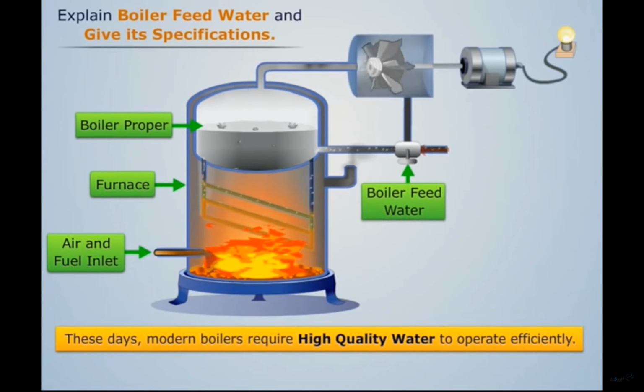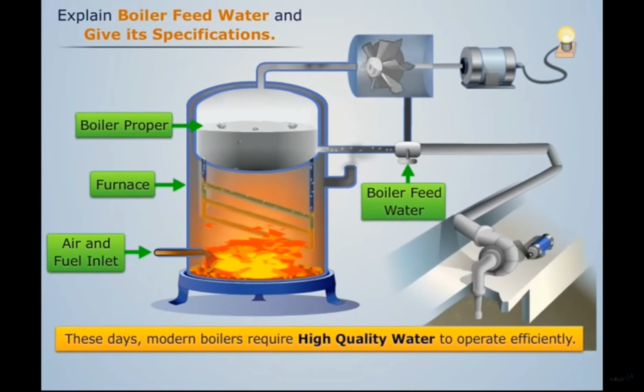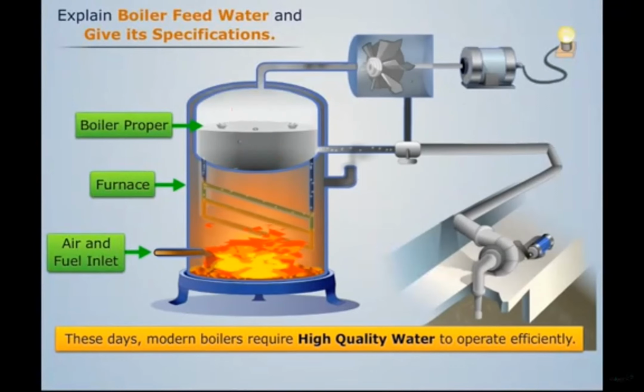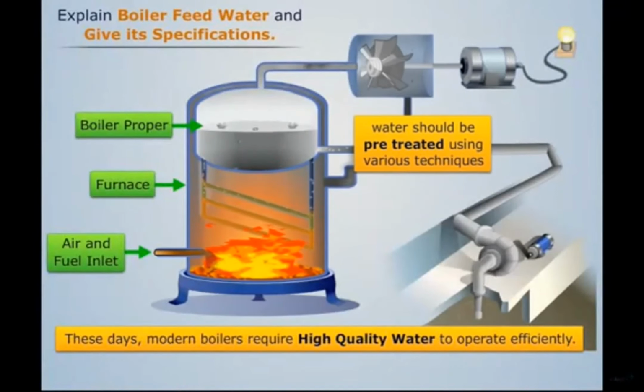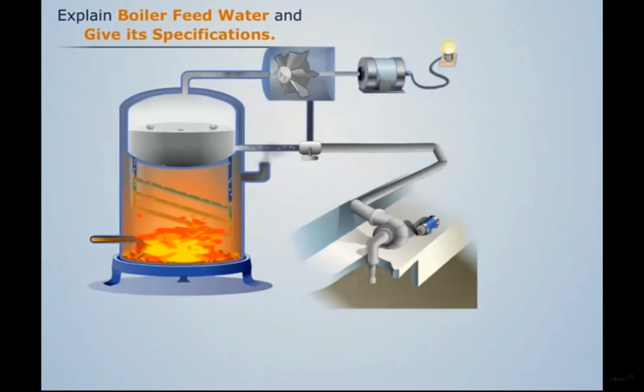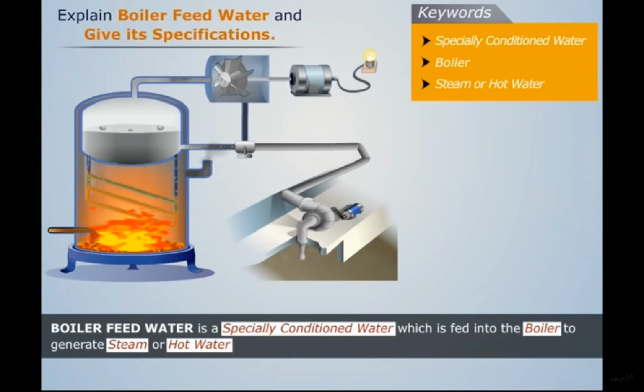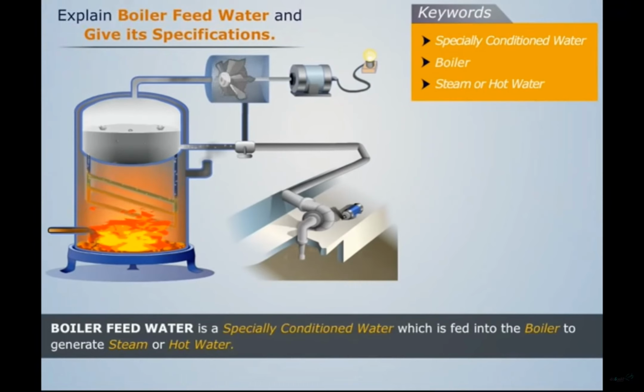These days, modern boilers require high-quality water to operate efficiently. But such water can never be obtained from any of the natural sources, as it contains certain impurities. The presence of impurities in the water makes it unfit for use in the boilers. So to make the water fit for use in boilers, it should be pre-treated using various techniques. Thus, we can say that boiler feed water is specially conditioned water which is fed into the boiler to generate steam or hot water. It is generated through a system of heat economy.